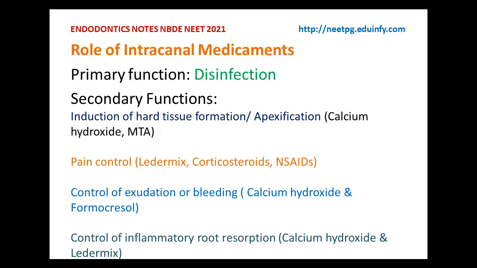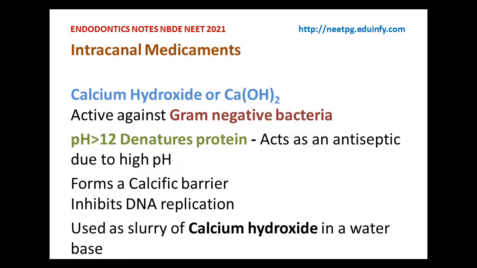to control the pain by Ledermix, corticosteroids or by NSAIDs, control of exudation or bleeding. Sometimes there is a weeping canal, so calcium hydroxide and formocresol are used. Control of inflammatory root resorption by calcium hydroxide and Ledermix. These are the roles of intracanal medicaments. We will be discussing one by one.